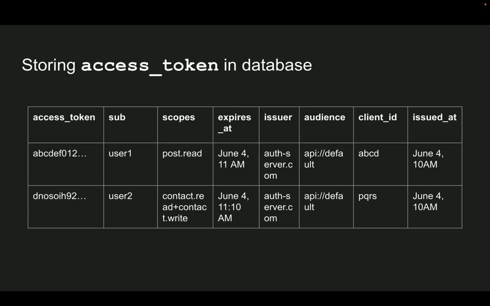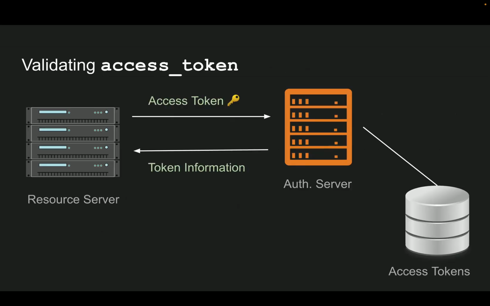Now, whenever the client application needs to access some of the user's resources, it sends a request to the resource server with this access token. The resource server needs to validate whether this access token is correct or not, or whether it has all the permissions. In that case, the resource server sends this access token to the authorization server. Then the authorization server does a database lookup to get all the information from the table, and it sends that information back to the resource server, whether the access token is valid or not. If it is valid, then what are all the permissions granted to this access token.